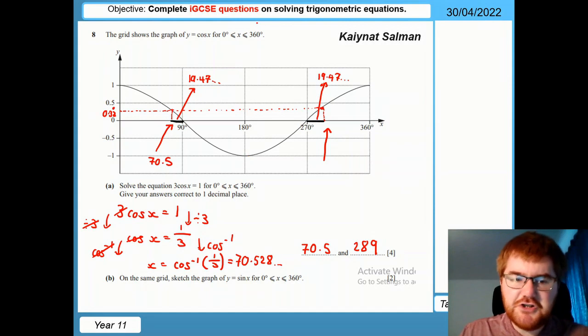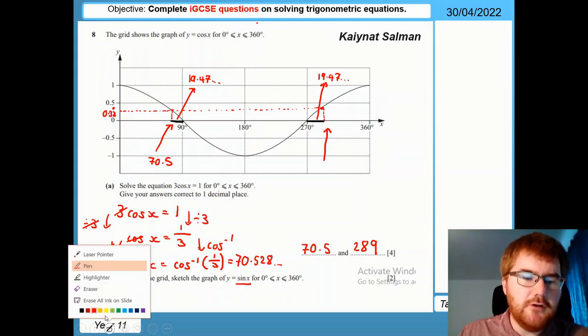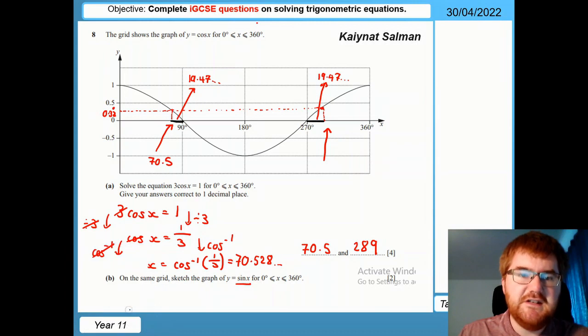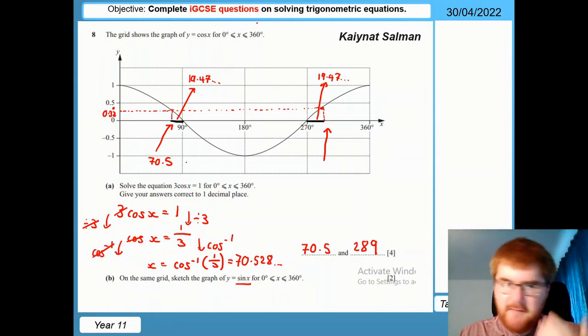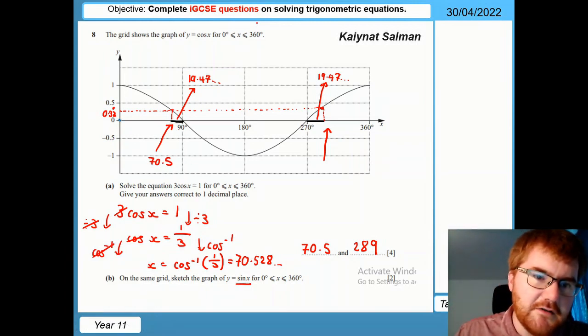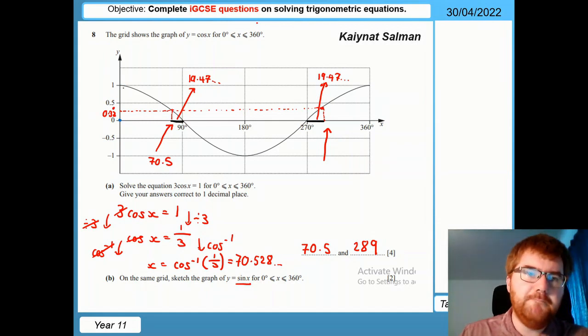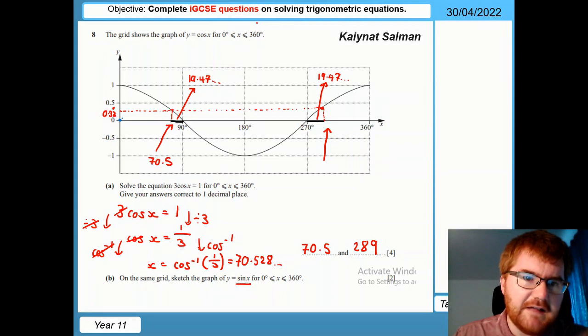And then the last question here wants us, on the same grid, to sketch the graph of y equals sine x for 0 to 360. Now, this is something to learn off by heart. You do need to just know this. Now, for the sine graph, we always start at 0. Notice the cosine graph always starts at 1. And what we do is we have a curve going on here, and our maximum points are at 1. It's going to be at 90.